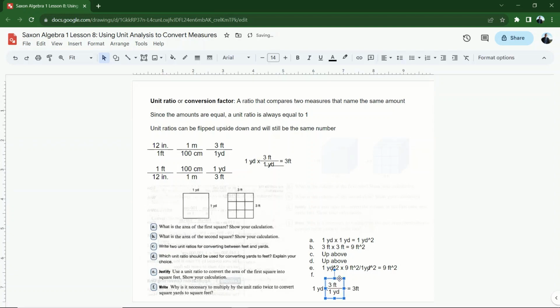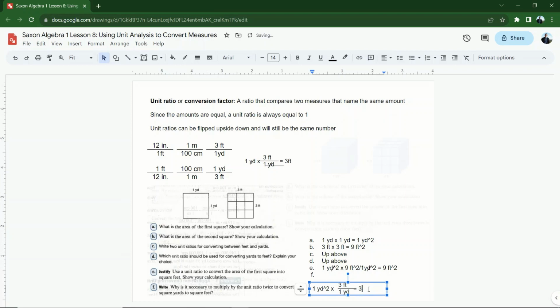We're taking 1 yard and changing it to feet. But the problem is I'm not starting off with yards. I'm starting off with square yards. So I have to convert square yards to feet, and not just to feet, to square feet. Okay? So what am I going to do to convert square yards to square feet?